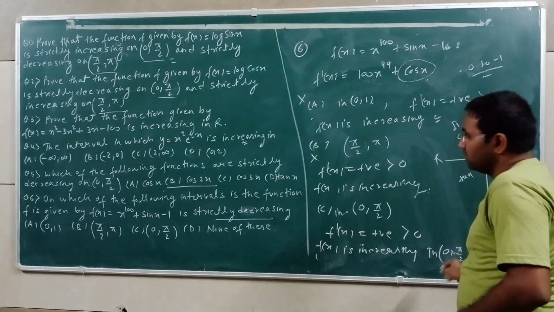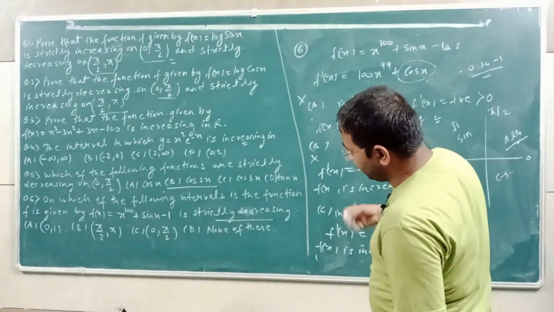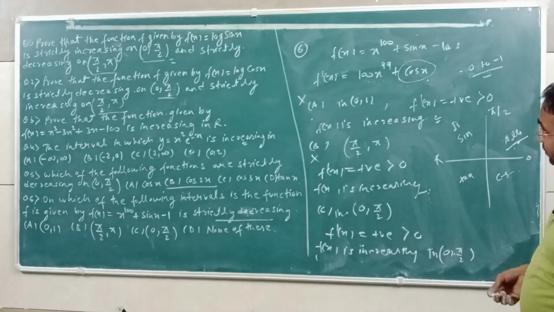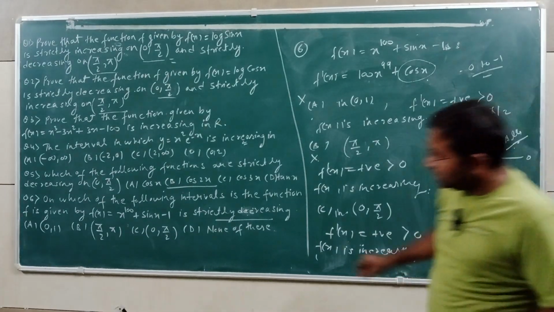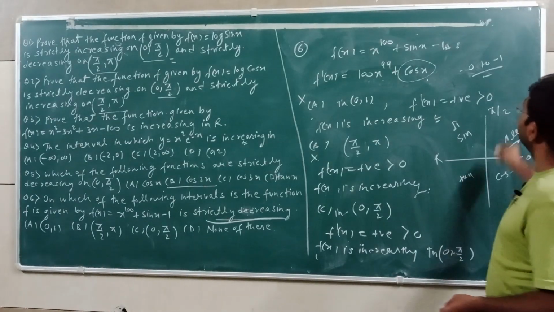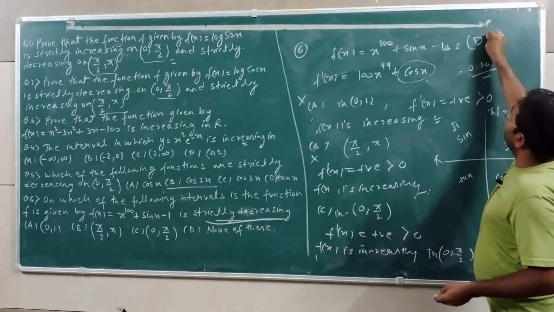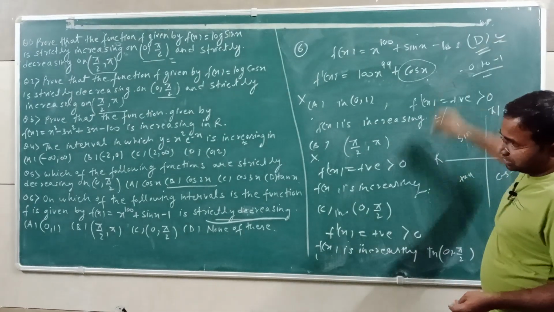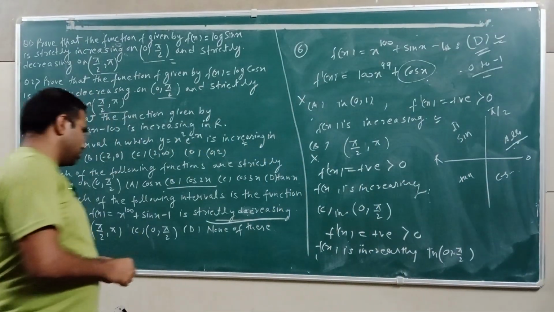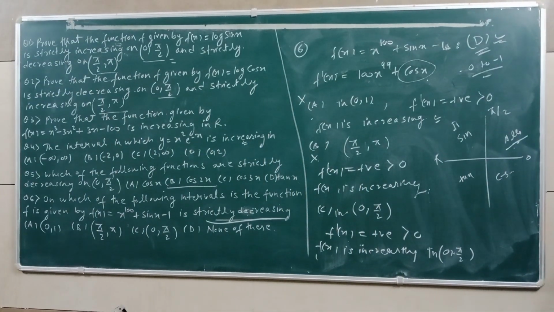So see here, in the first option f(x) is increasing, in the second option f(x) is increasing, and in the third option f(x) is increasing. Here it is asking about strictly decreasing, so option D will be the correct answer. Option D will be the correct answer of question number 6. So see how you find the answer of question number 6 and how you write the solution.